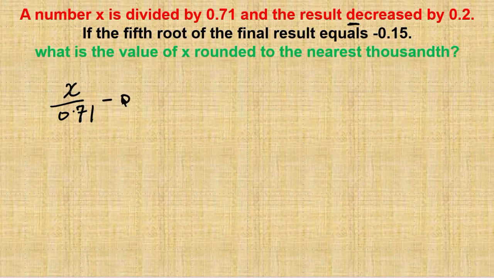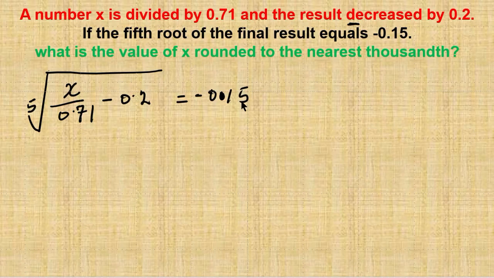That's minus 0.2. If the fifth root of the final result, I'll take the fifth root of this final result, is equal to minus 0.15, what is the value of x, rounded to the nearest thousandths? Now, let's rewrite this first.